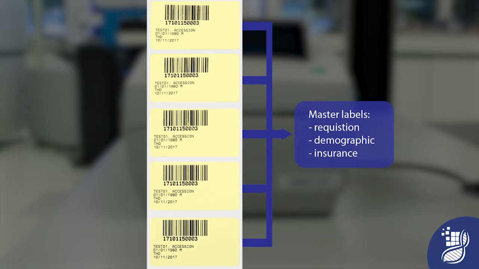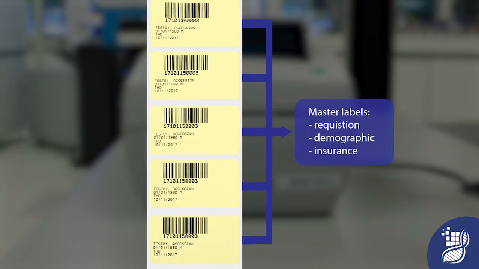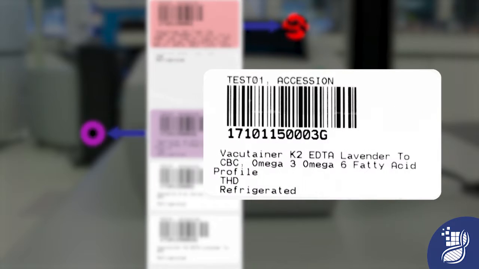These labels are designed to be used for labeling all paperwork that accompany the patient's tubes. For example, requisitions, demographic sheets, and insurance information. Just below the master labels are the tube type specific labels. Each of these labels contain information pertaining to the specific tube needed to perform the test ordered in Copia.